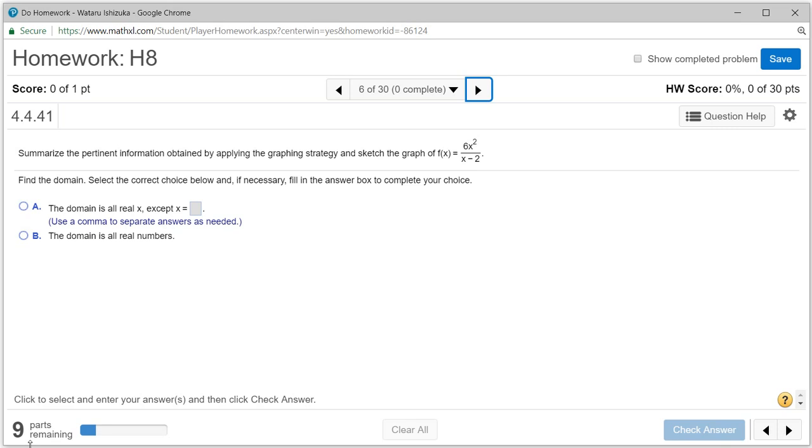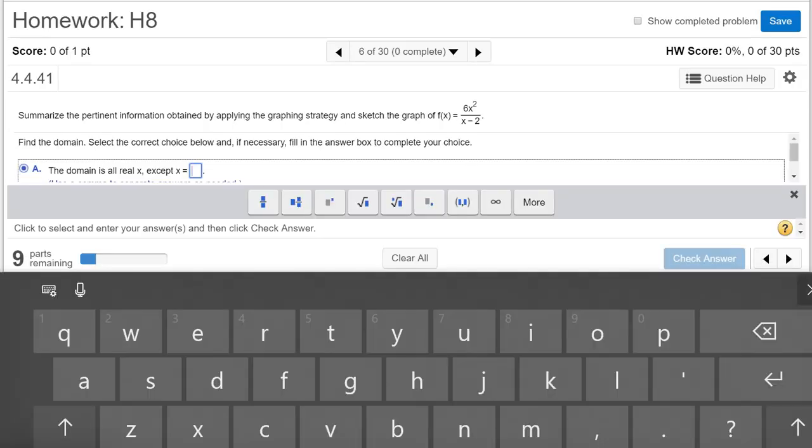Alright, let's look at homework 8, problem number 6. We have this function f of x that's a rational function, and we want to find the domain. So we need to make sure that the denominator is non-zero. When x equals 2, the denominator equals 0, so we have to eliminate x equals 2.